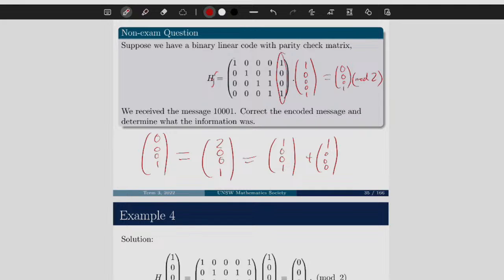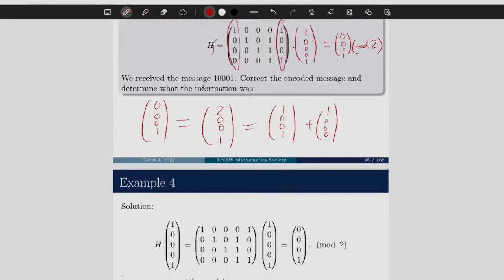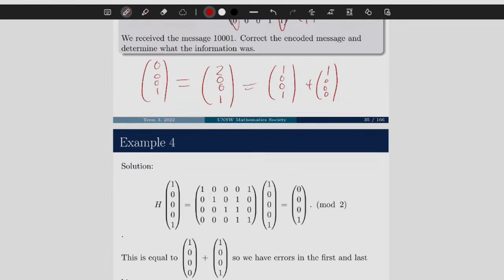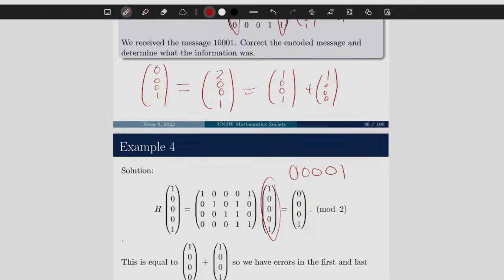Which is our first and last columns, right? And hence I can say that there is an error in our first and last bits. So if there's an error in our first and last bit and it's originally 10001, then naturally I can correct this to be a bunch of zeros.